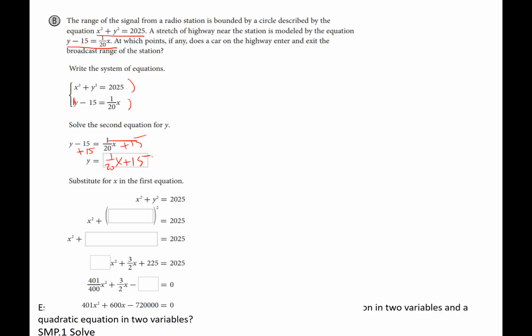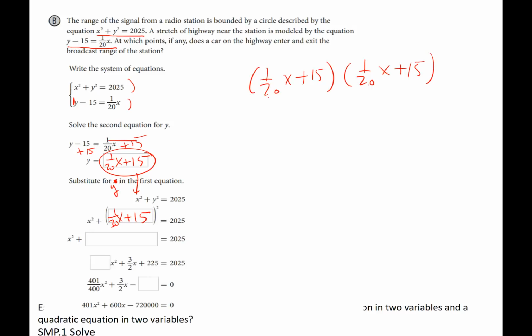Then we're going to take this and substitute it in for y in the first equation, so 1/20th x plus 15. What we need to do is FOIL that. So let's write that out over here since we've got the space, and see what that is FOILed, since it is ugly, it has fractions in it.